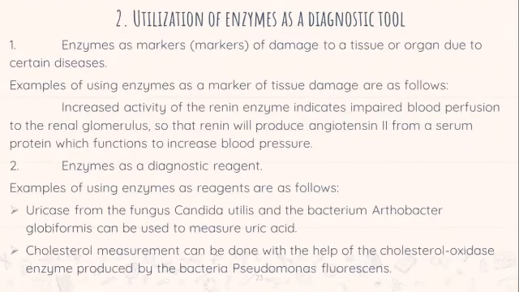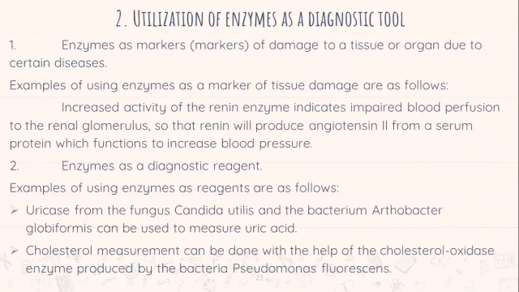Number 2. Utilization of enzymes as a diagnostic tool. First, enzymes as markers of damage to a tissue or organ due to certain diseases. Examples of using enzymes as a marker of tissue damage are as follows: increased activity of the renin enzyme indicates impaired blood perfusion to the renal glomerulus, so that renin will produce angiotensin II from a serum protein, which functions to increase blood pressure. Second, enzyme as a diagnostic reagent.